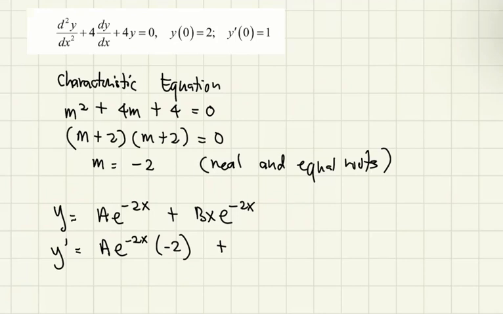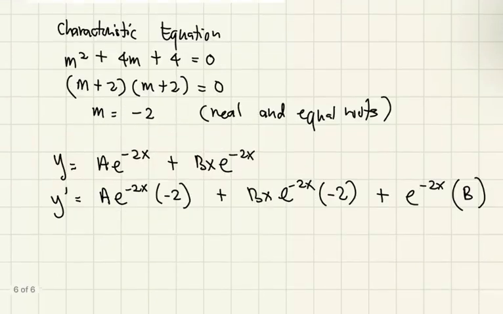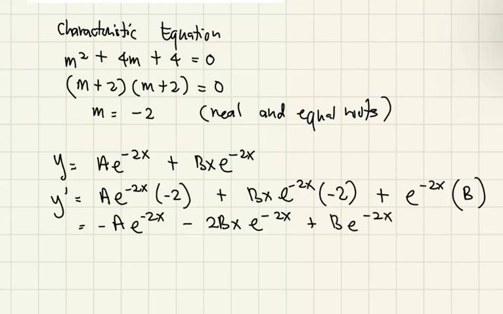So by using the product rule, bx exponent minus 2x, minus 2 exponent minus 2x, differentiate bx, so you get b. So you have minus 2 exponent minus 2x minus 2bx exponent minus 2x plus b exponent minus 2x minus 2a.